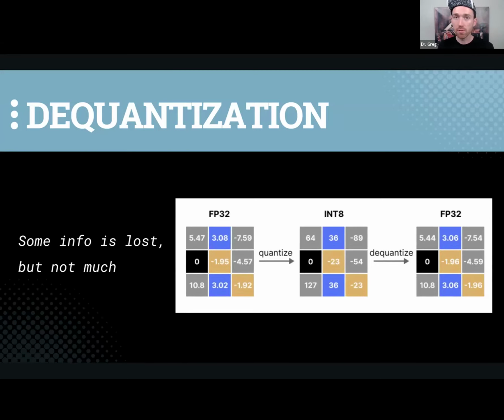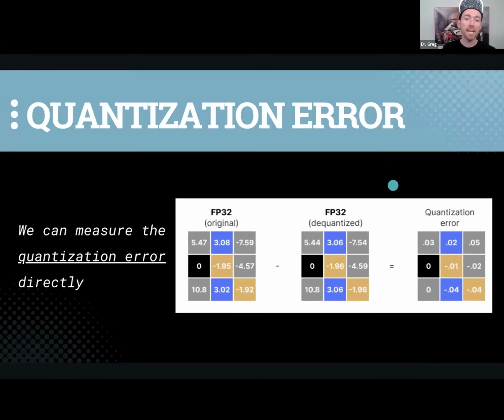So some info is, of course, lost when we go from a 32-bit representation to an 8-bit representation. And then when we go back to a 32-bit representation, we can go back, but it's not perfectly the same, of course. It's like the classic sig figs problem. And the amount that is different, the amount that we lose, that's what's called the quantization error.